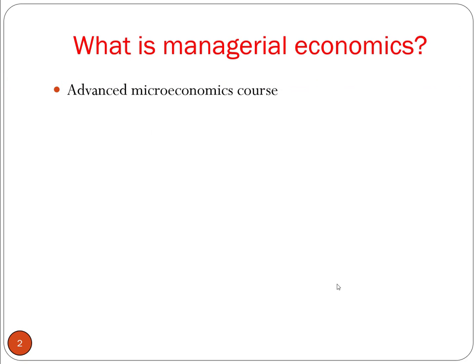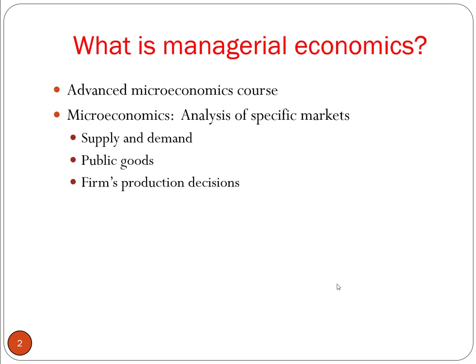So managerial economics is an advanced microeconomics course. So probably if you took undergraduate economics, you took two courses. You took a microeconomics course and a macroeconomics course. And the microeconomics course was the one that's the analysis of specific markets. So if you took a standard microeconomics course, the kind of thing that's typically taught in say Eco 101 type things, the topics you cover things like supply and demand. You might cover something on public goods and externalities. You might cover something on firms' production decisions.